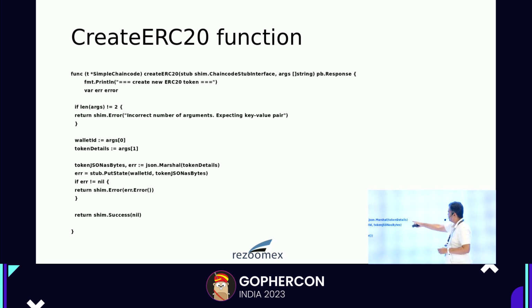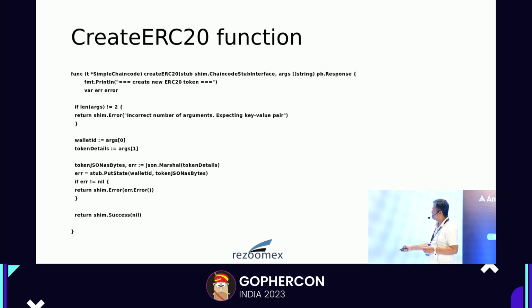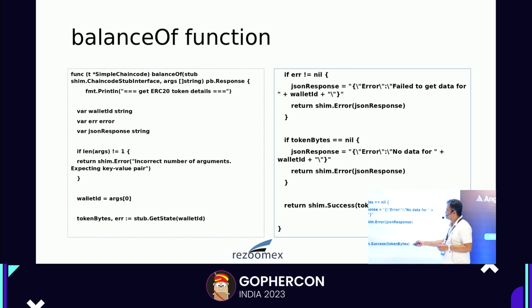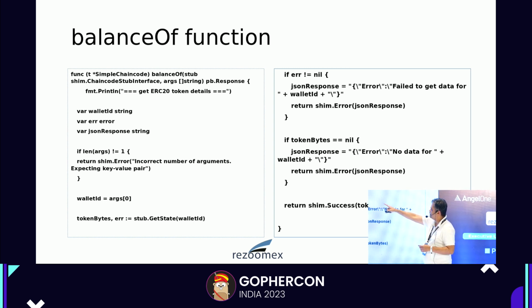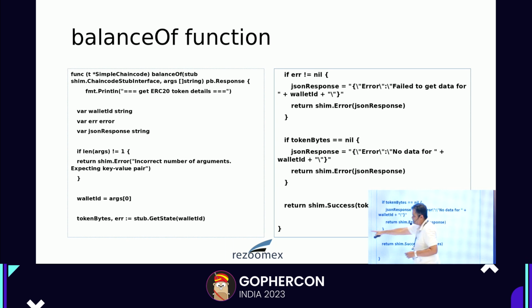So what I'm writing here is the wallet ID and the token. In blockchain, everything is written in JSON, so you have to convert it to JSON format and write. The balance of function will read. Here you are passing the parameters, which wallet you want to read, so that wallet ID is the first argument.